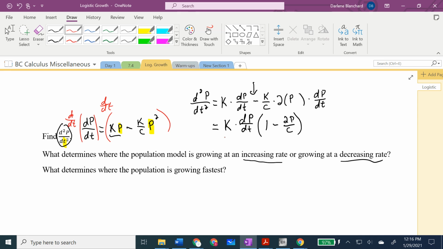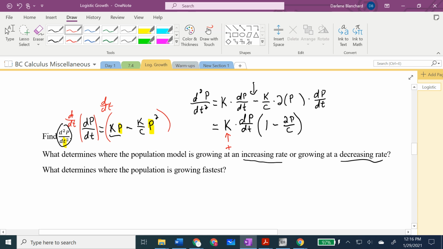Now, the number K is the proportionality constant of that particular species as far as how quickly it grows. It's going to be a positive number. Otherwise, if you've got a population that's only decreasing, I think we've got a problem, and we might as well not even talk about this population because they're going to be extinct soon anyway. So, K is positive.